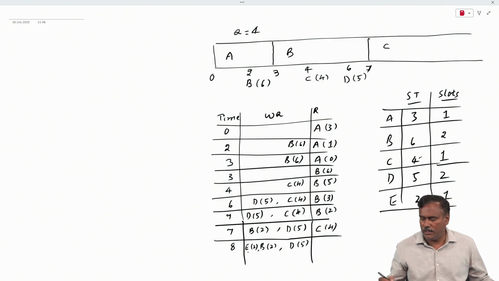So at the 8th interval of time, the remaining service time of this C is going to be just 3 more units. From 7 to 8, this process C has been executed, and at the 8th interval, a new process, namely E, has entered into the queue, which needs a service time of 2 units.